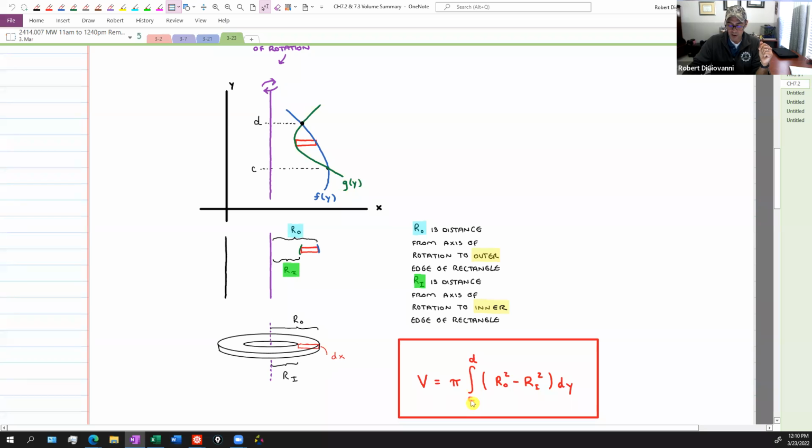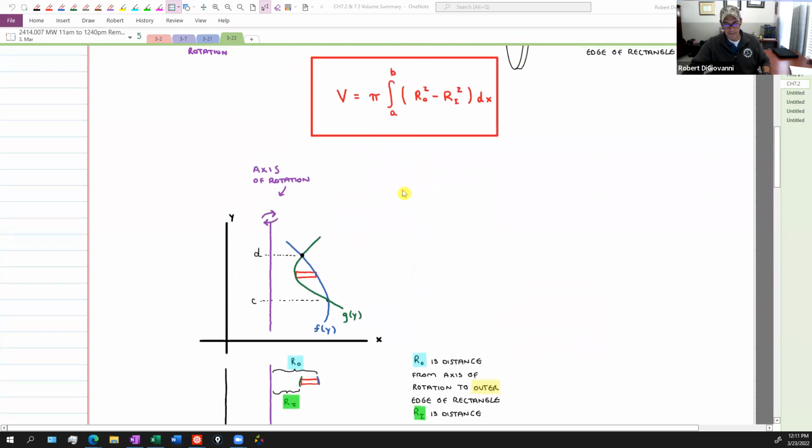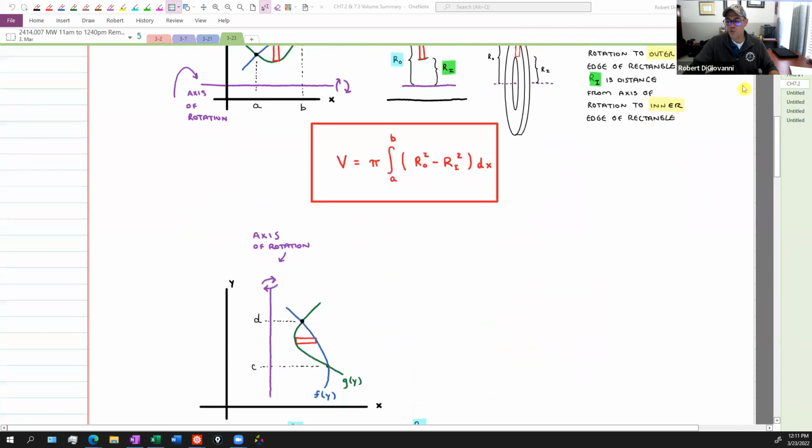So your integral is going to be pi integral from c to d, dy, not dx, but it's still R out, R in, where R out is the distance from the axis of rotation, that distance right there, that's R out. And then this right here is R in. Does that make sense? That everything just gets changed over? All right. Let's do one of those.